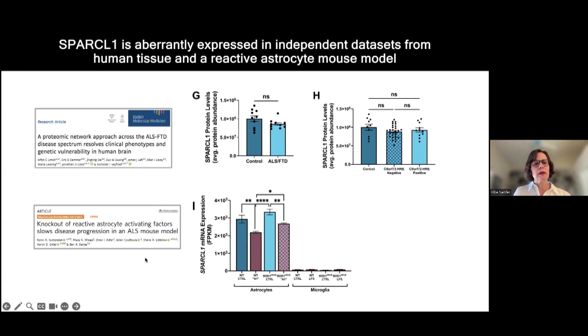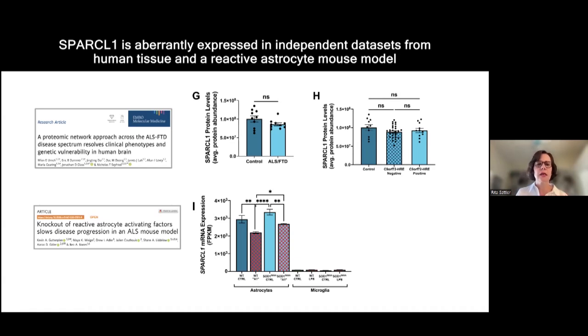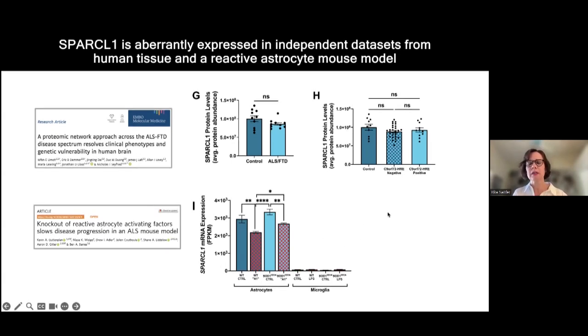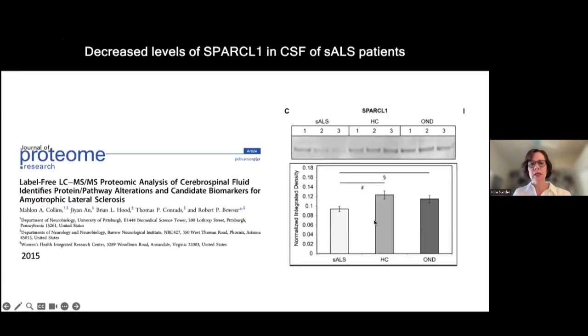Interestingly, Ben Barres's group also looked at reactive astrocytes. They defined reactive astrocytes way back, and they created reactive astrocytes in an SOD1 mouse model. When they did this, they showed that SPARCL1 mRNA expression is significantly decreased in what they call reactive astrocytes, or A1 astrocytes. We don't really use that nomenclature anymore, but reactive astrocytes is still something that we say, or more of a reactive state that the astrocyte goes through. And I'll come back to this later with some of our own data.